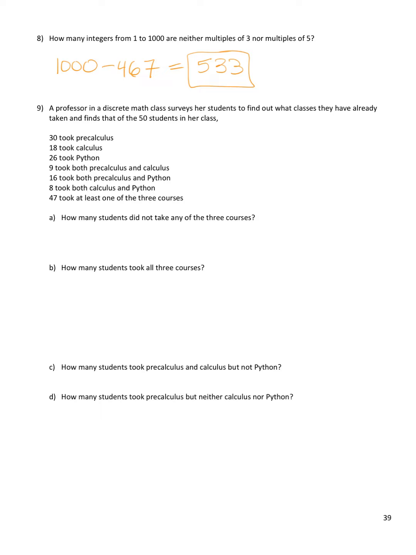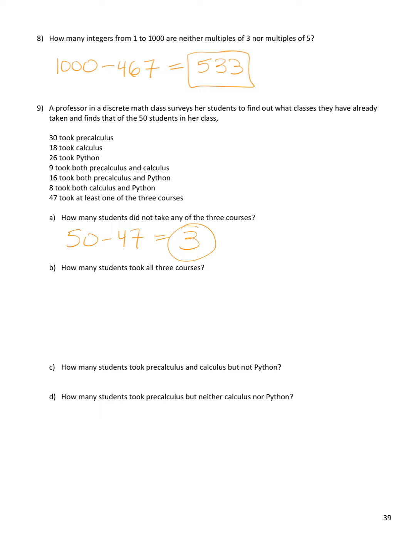So the complement of taking at least one course would be taking none, because at least one is 1 or 2 or 3. So the only other option is that you took none. So there were 50 students in the class. 47 took at least one, which means 3. There were only 3 left, and they took none.